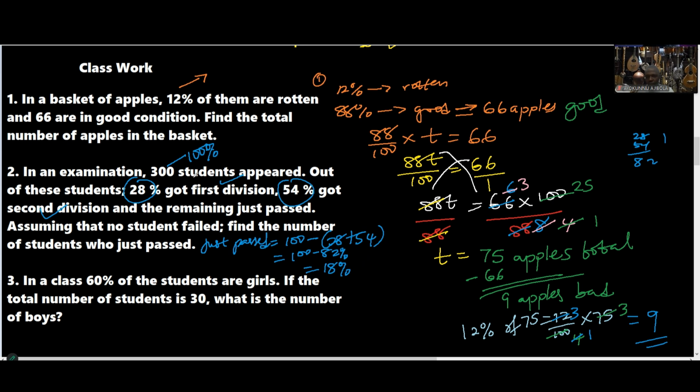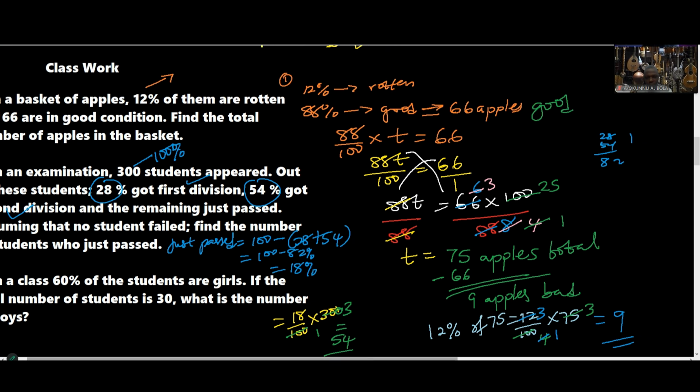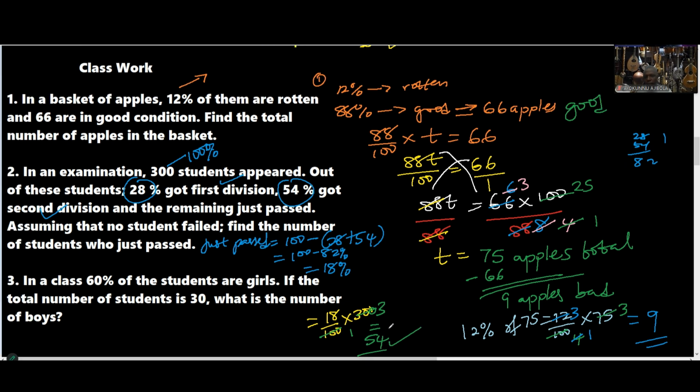So we're finding 18% of the total number. Those are the people that just passed. So this is going to give us 18%. That's 18 over 100 times 300. So let's see. How many 100 is here? 1. How many 100 is here? 3. So what is 18 times 3? That is 54. How many students just passed? 54 students.